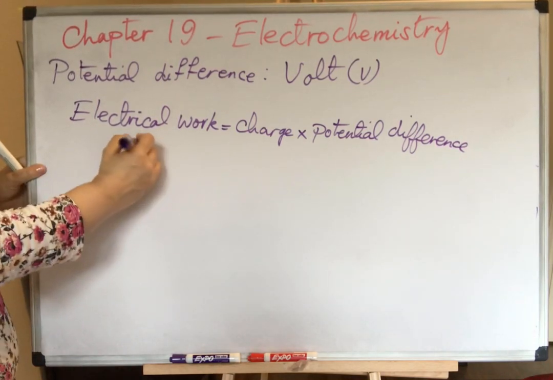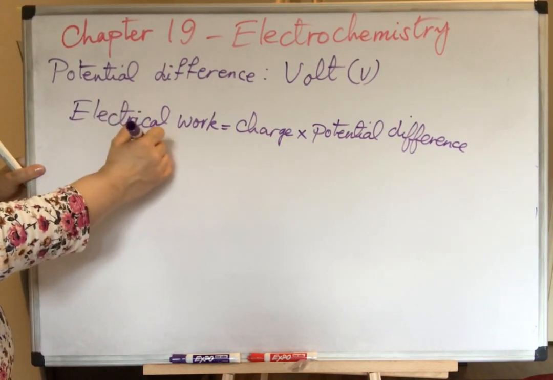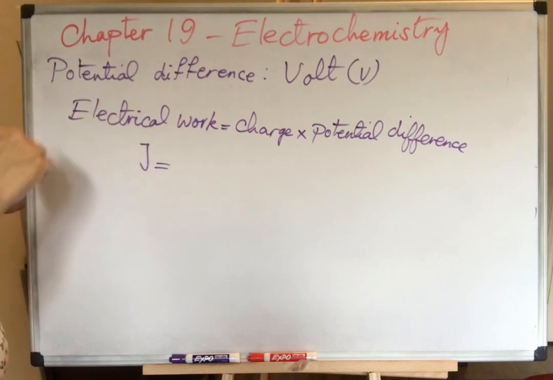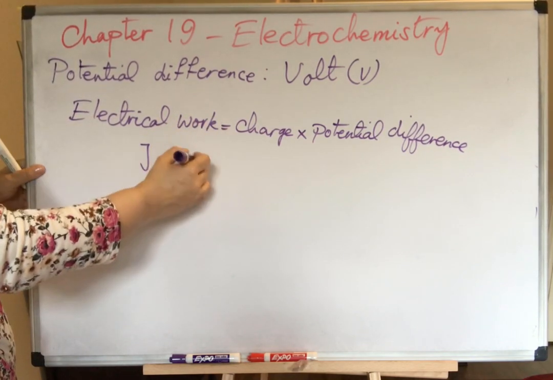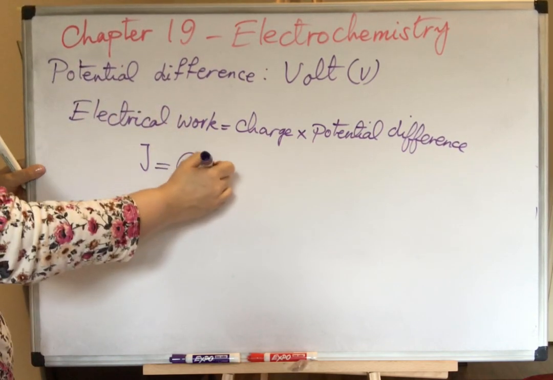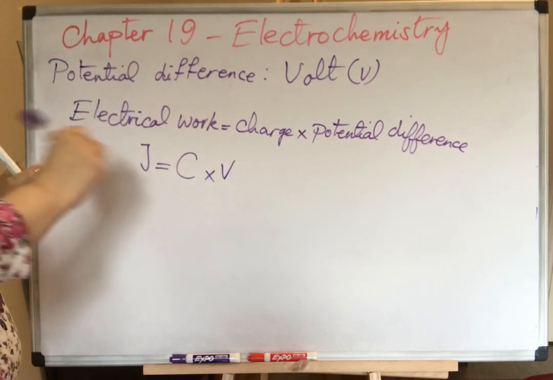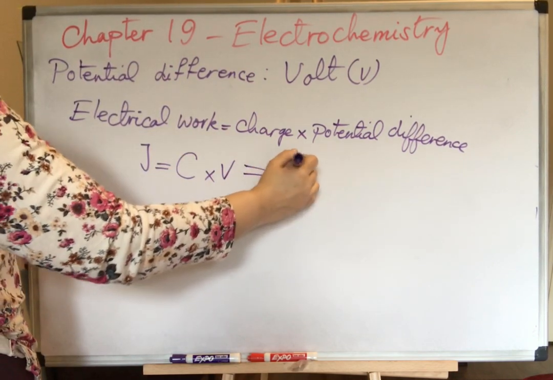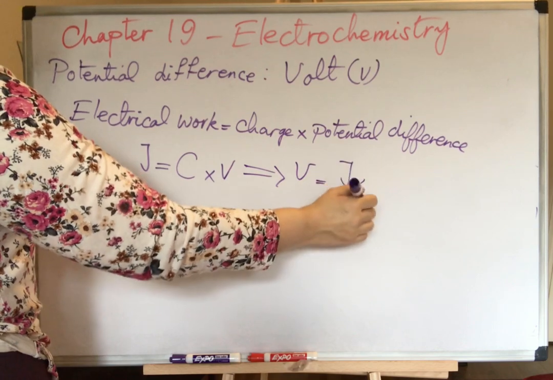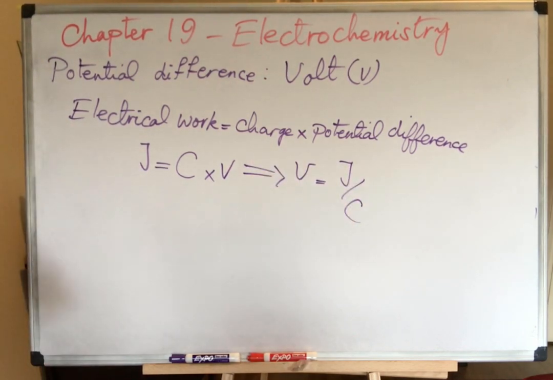So the electrical work unit is J, joules, and charge is C, coulombs, and V for volts. So you can find the potential difference in J over C. If you need to work on these, you know that the formula will be given.